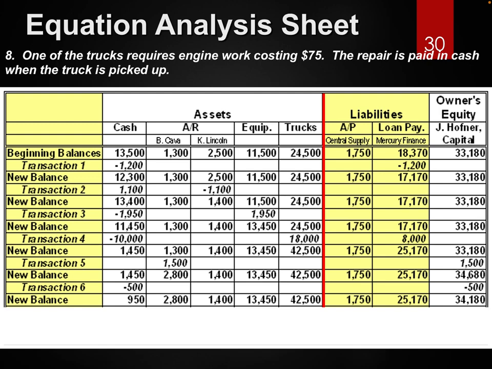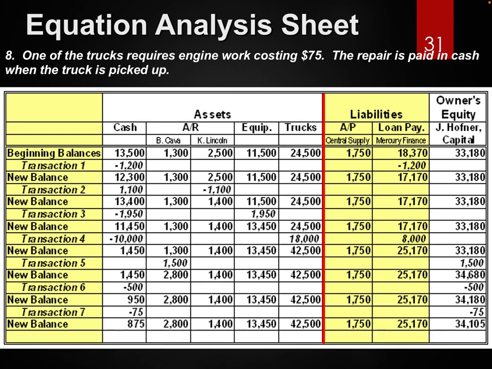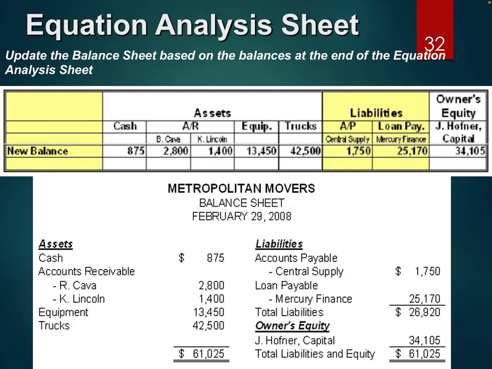One of the trucks requires engine work costing $75. The repair is paid in cash when the truck is picked up. A lot of people want to add this to truck because they see truck under assets and they're like, well, there. But if you do an oil change on a truck, it's not increasing the value of the truck. It's not like, okay, because it did an oil change, this truck is worth $75 more. No, it's just keeping the same value. And so what you want to do is it's what we call an expense, and it would be affecting capital. So in this case, cash is going down by $75, and equity is also going down by $75. It's like in my example, when you buy sponges, it's actually bringing it down. Okay, and everything balances out.